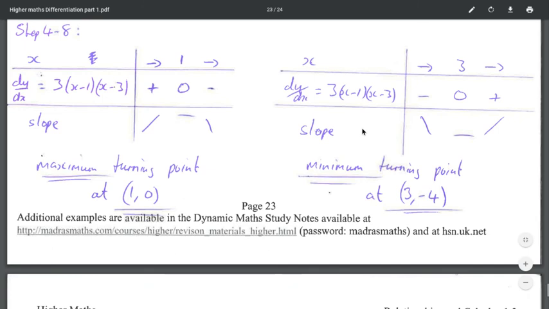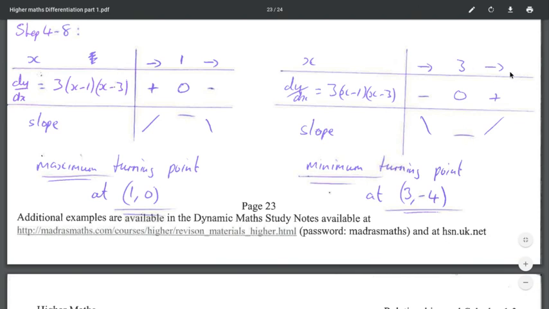I need to repeat the process for x equals 3. I've already looked at 2, so I can actually use what I've used here when x is 2. So I've got a negative gradient, so I know the curve decreases. Then at 3, substitute in here, 3 minus 3 is 0. So I've got 3 multiplied by a positive multiplied by 0. So a gradient of 0, so it's flat.